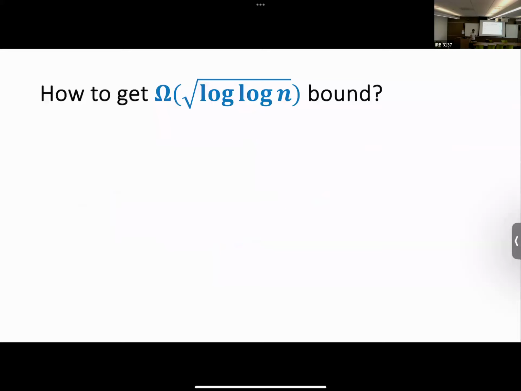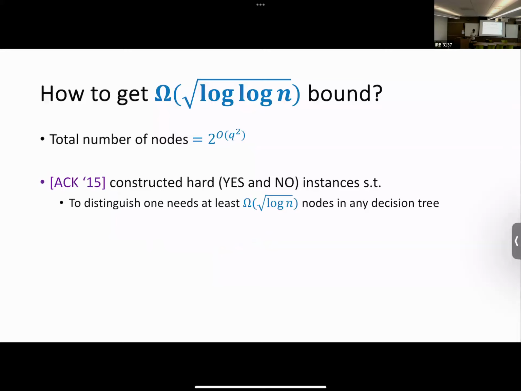And once we have that, what they show in this previous paper is that they give some hard distribution and show that given this hard instance, one needs at least square root log n nodes in the decision tree. So if you now combine, since the decision tree has this 2 to the Q squared, this basically has to be square root log n, and that will imply that your Q has to be omega square root log n. And that is where this square root comes. And notice that the square root comes because here we have 2 to the Q squared.